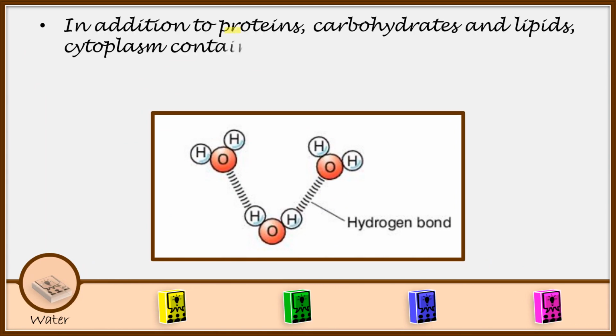In addition to proteins, carbohydrates, and lipids, cytoplasm contains salts and water. So we are looking at some of the biological molecules. We have proteins, carbohydrates, lipids that we find in the cytoplasm or in the cell. But in addition to those biological molecules, we may also have salts and water.